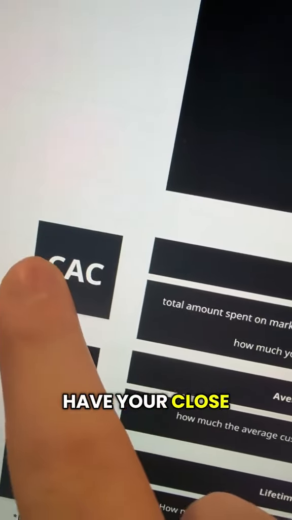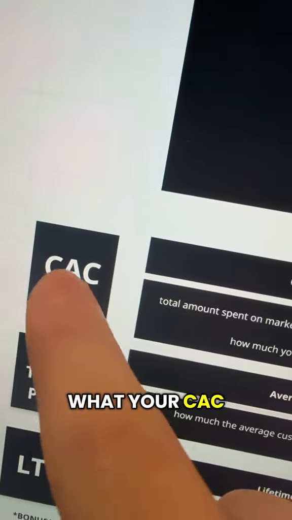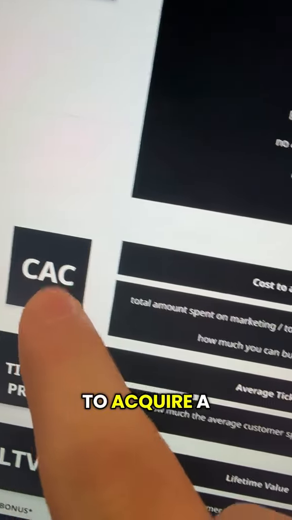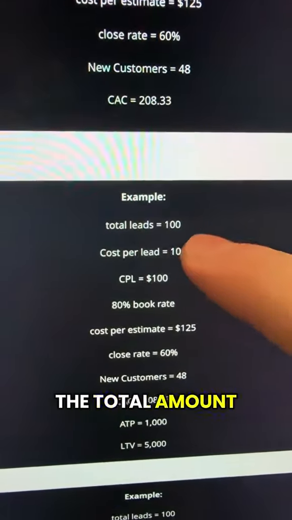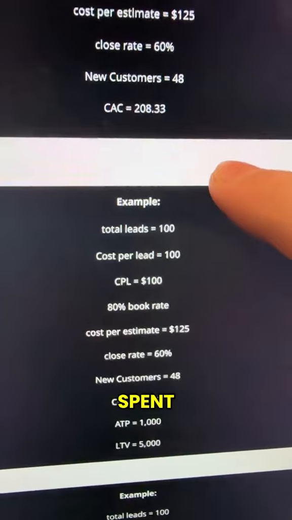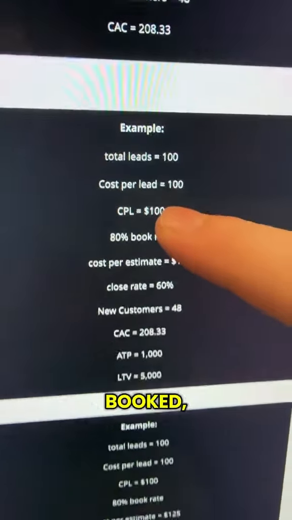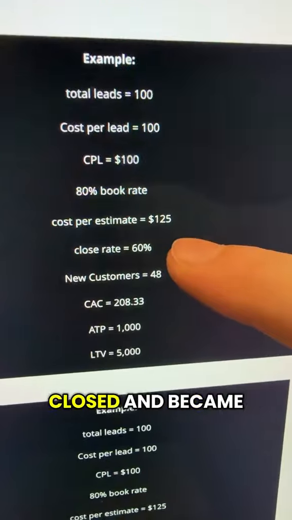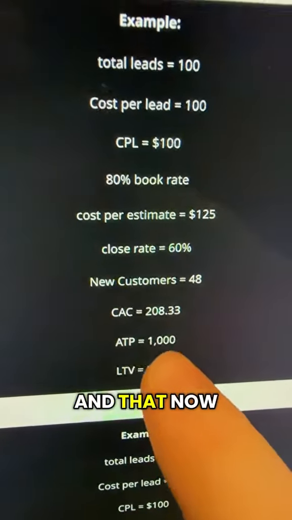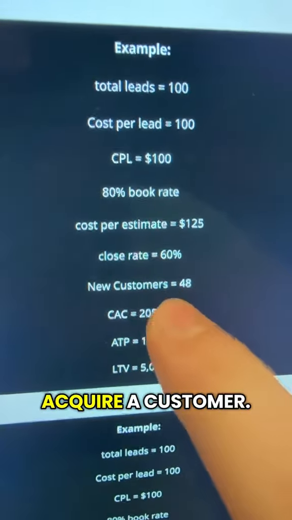Once you have your close rate, you now know what your CAC is, or your cost to acquire a customer. So you take the total amount of marketing dollars spent divided by total amount of leads generated, divided by the amount that actually booked, divided by the amount that actually closed and became paying customers. And that now gives you your true cost to acquire a customer.